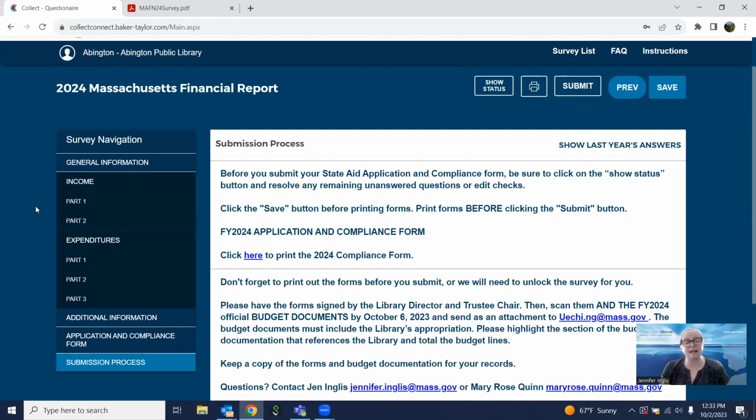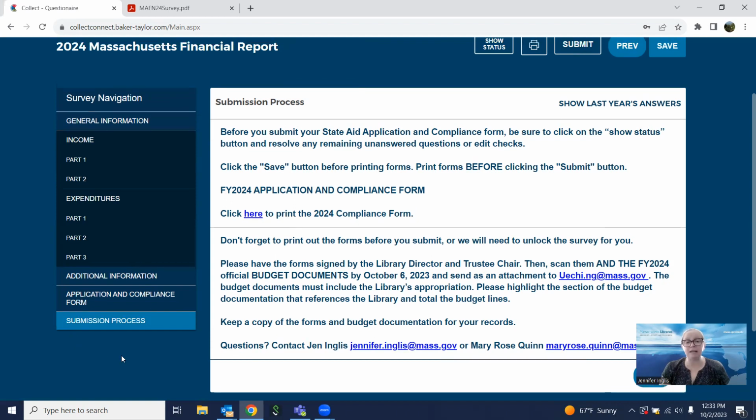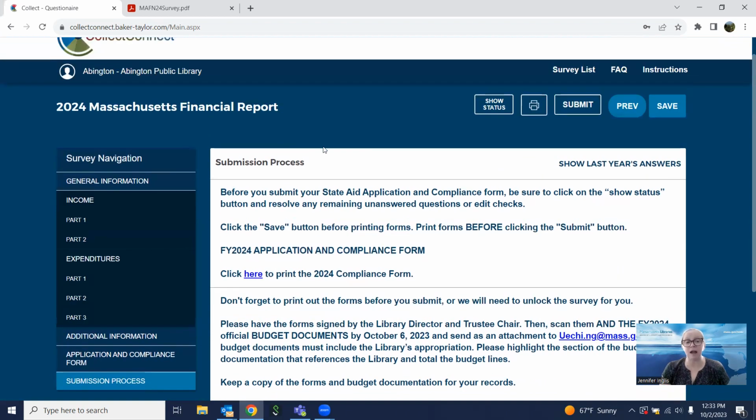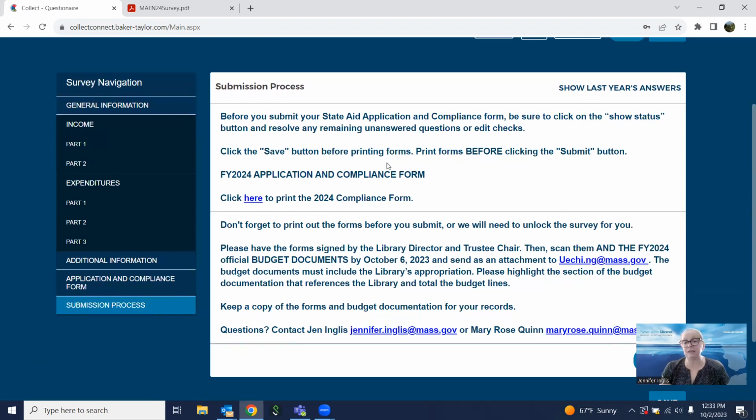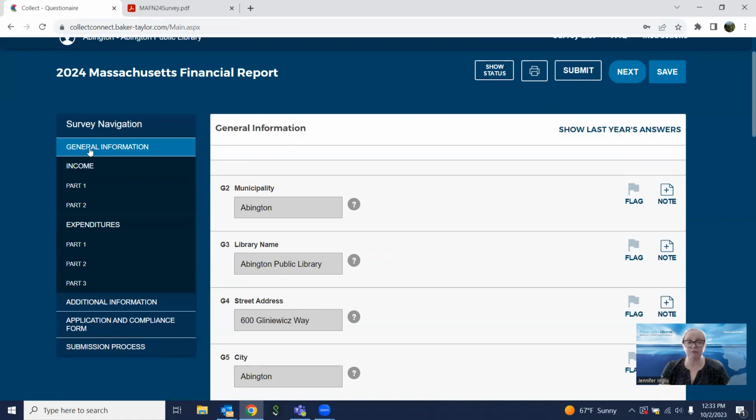On the left-hand side is the navigation bar. So you've got survey navigation. So there's general information, there's an income section, an expenditures section, additional information, and then the application and the submission process. So when I went into this report for Abington, they're already at the end. So it's popping up where they left off. I'm going to have us go back up to general information, and I'll walk through general information and the income section, and then I'll pause and do the next section afterwards.